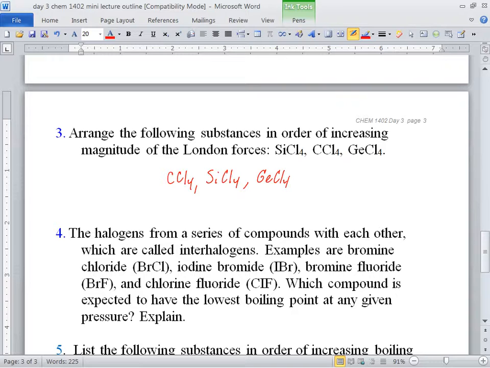Realize you've got to be ready for this type of question though. What if in the homework, Enrique, I bet you it's going to say this. They're going to say arrange, it's the exact same question, but arrange them in order of increasing boiling point. Would the list change?